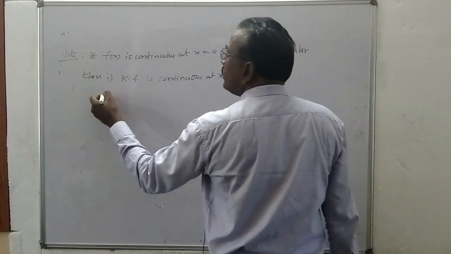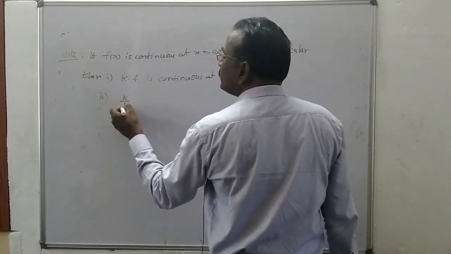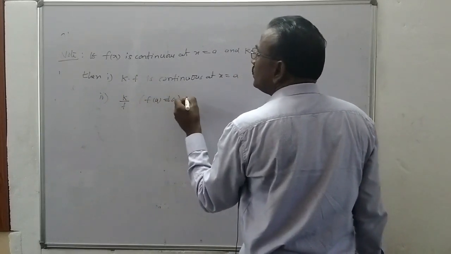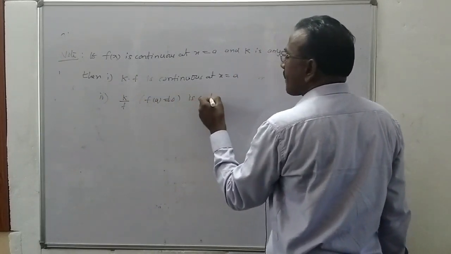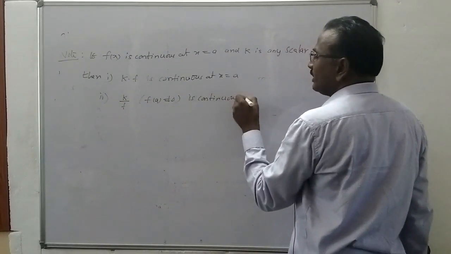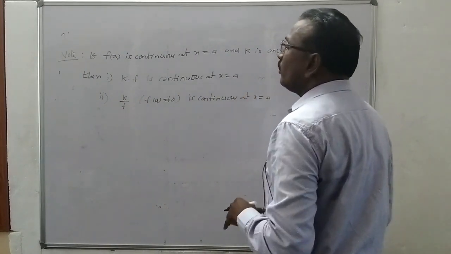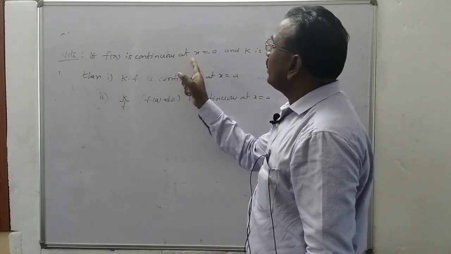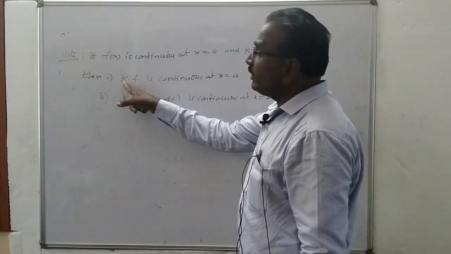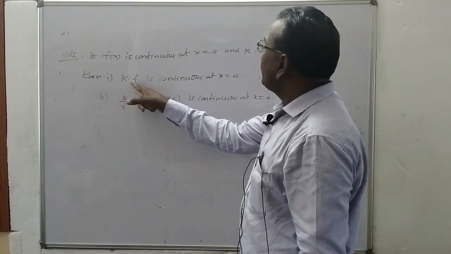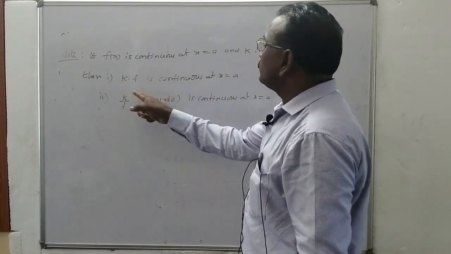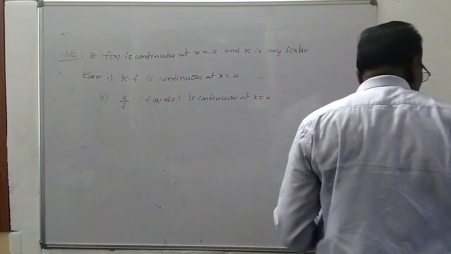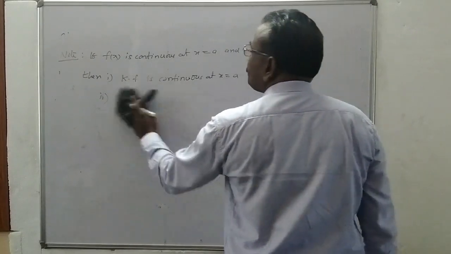And second one, k divided by f. Here f of a is not equal to 0, so k by f is continuous at x is equal to a. So therefore here k is constant, f is continuous function at x is equal to a. So we know that constant function is continuous. Product of two continuous is continuous. k into f is also continuous at x is equal to a. So k by f is also continuous at x is equal to a. So these are very very important to solve the problems.